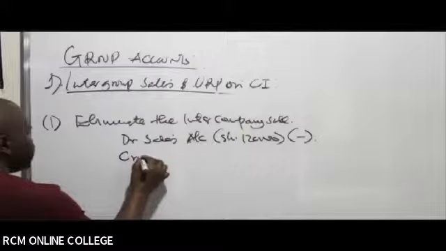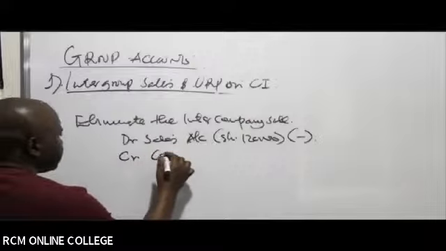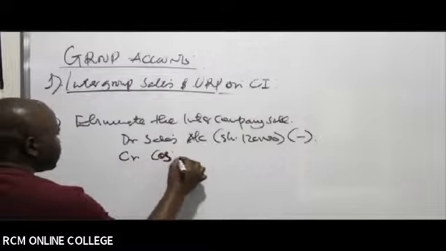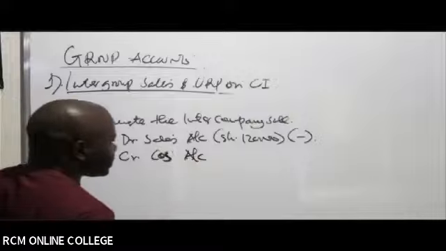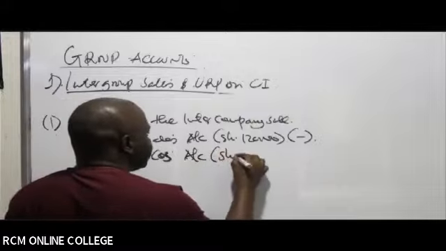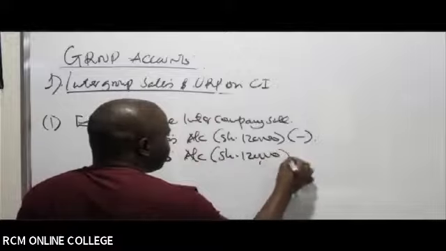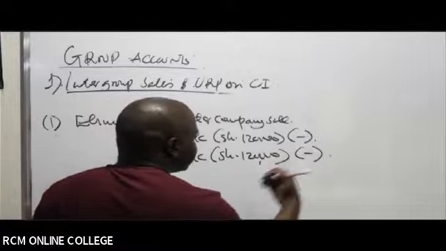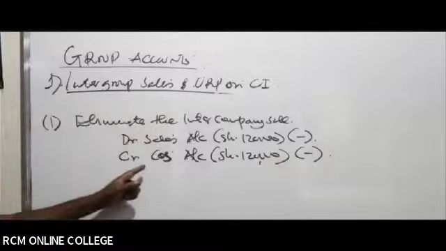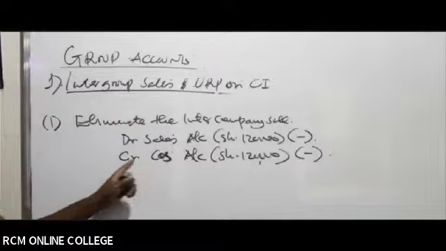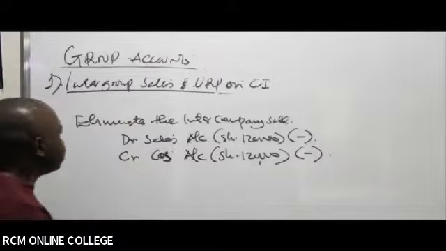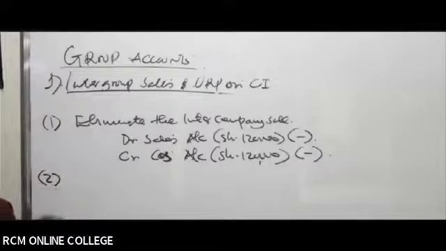Then we credit the cost of sales account with the same amount, shillings 120,000. When you credit the cost of sales account, it means you are deducting from the cost of sales. This is an expense account. When you credit it, it means you're having to deduct.